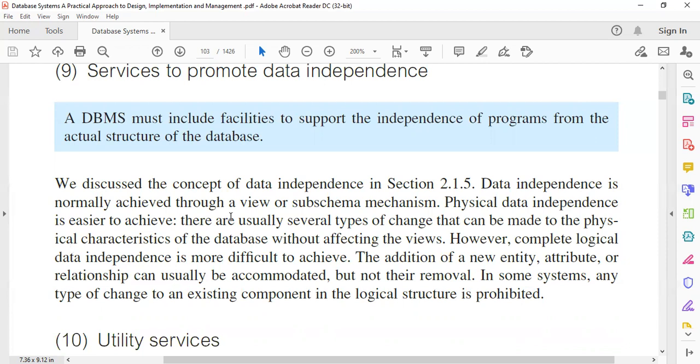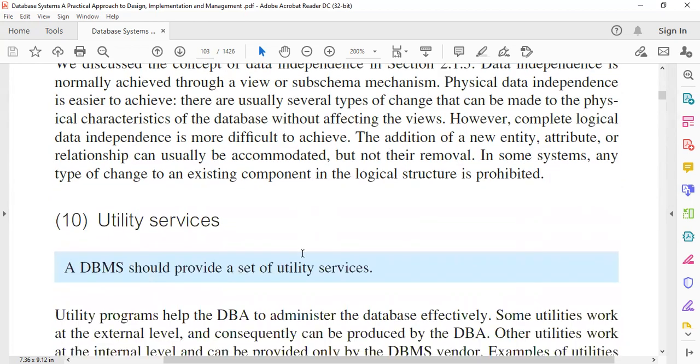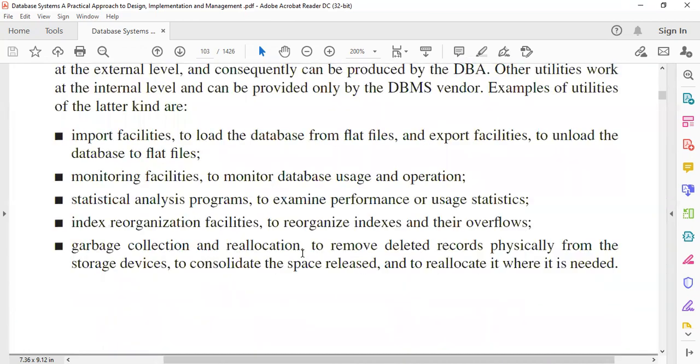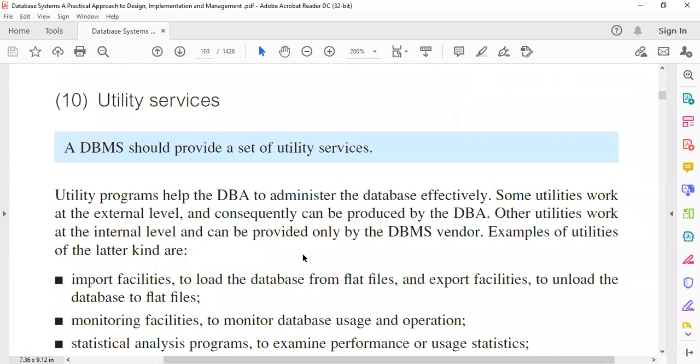And this is usually achieved through schemas, or what you call the data dictionary, which is responsible for these functions. The other one is that it may provide other utility services as far as the database is concerned. And these utility services, there are many of them.